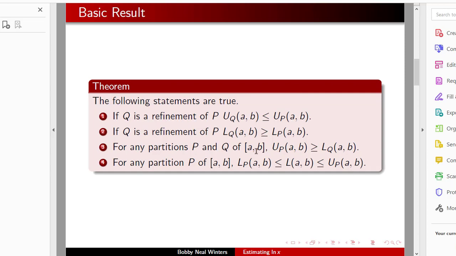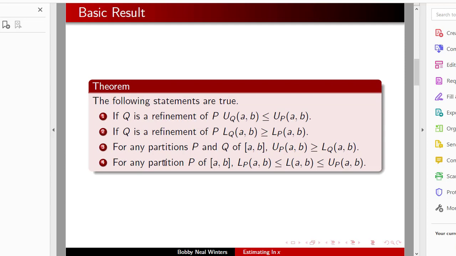The following statements are true. One, if Q is a refinement of P, then U sub Q of [a, b] is less than U sub P of [a, b]. So in other words, if we take our partition finer, the U's get smaller. Two, if Q is a refinement of P, then L sub Q of [a, b] is greater than or equal to L sub P of [a, b]. And so if we take our refinement finer, then my L's get bigger.